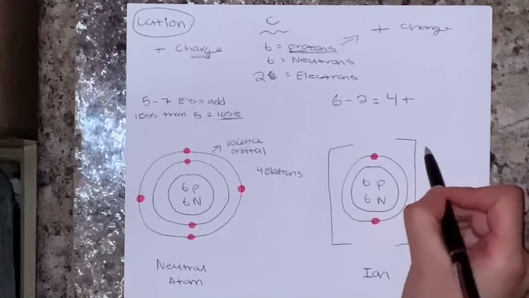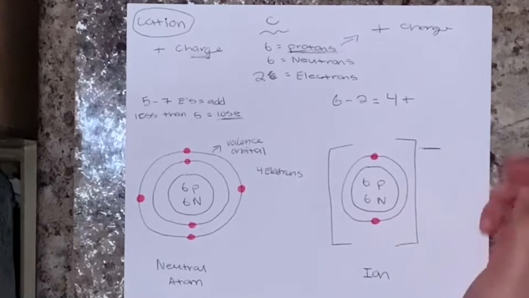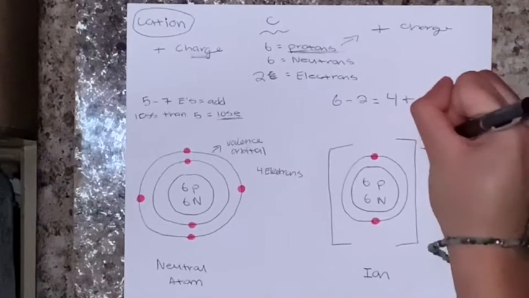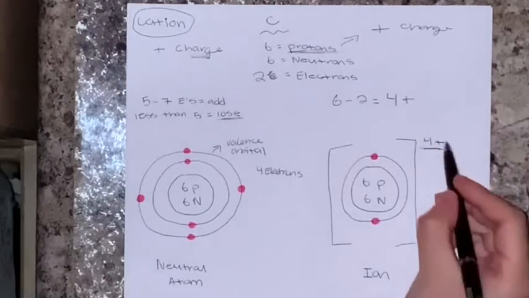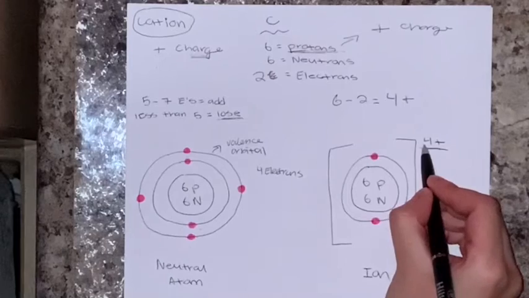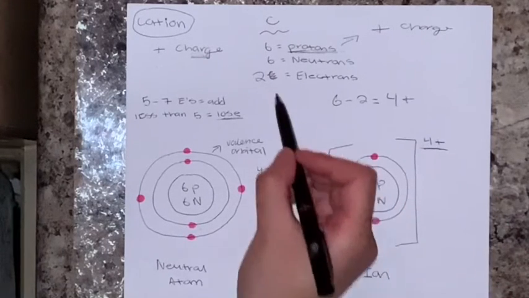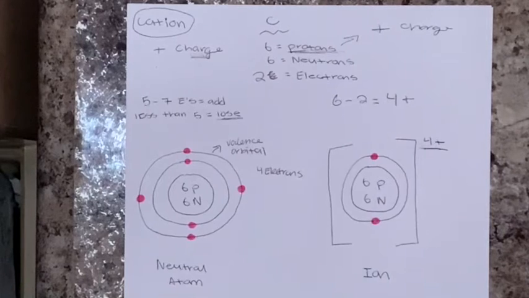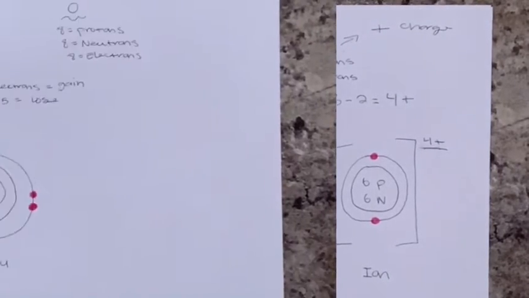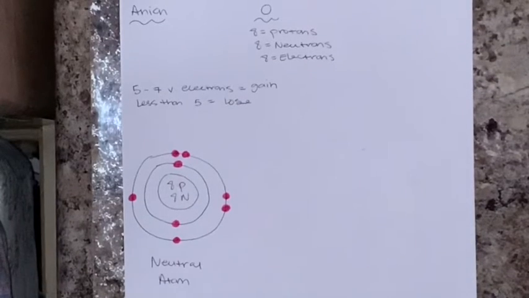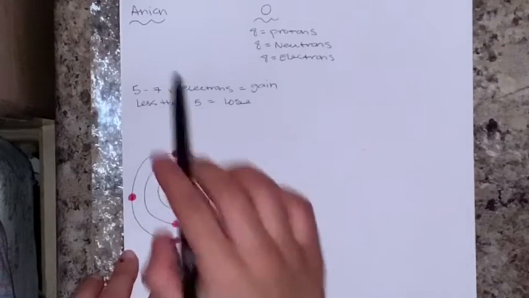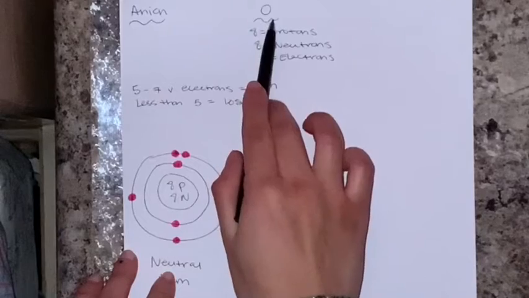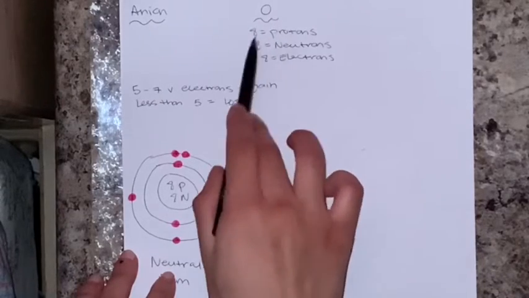And so on the outside of the bracket, not inside, in the right corner, we're going to write the charge. So we're going to put 4 plus outside of the bracket, and this basically represents the positive charge. And so here we have carbon's ion, which is a cation. So we're going to be looking at an anion. An anion is basically a negative charge, which is the opposite of a cation.